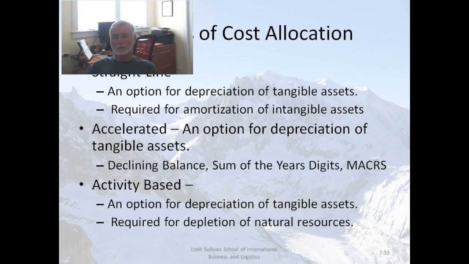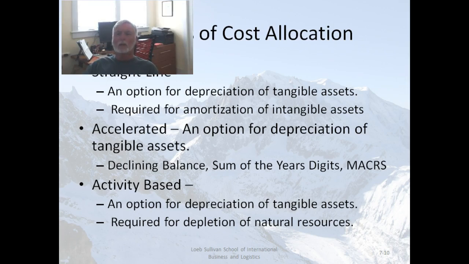So that's straight line. As I said, it's an option for tangible assets, but you have to use straight line on intangible assets. So amortization is always straight line. There is no choice. GAAP says it's straight line allocation.